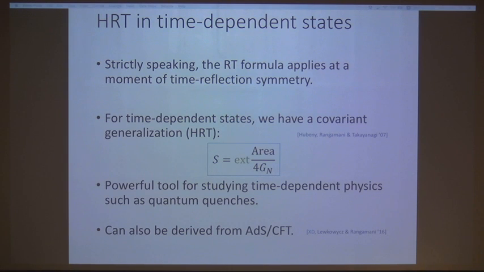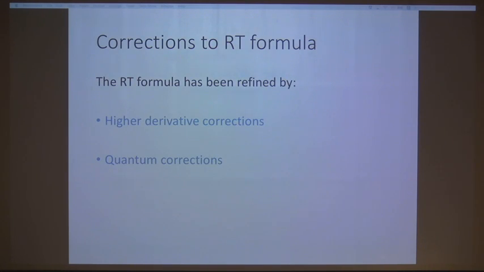I should mention that it can also be derived using AdS/CFT, using a variant of the argument that I presented on the previous slide. The RT formula should be thought of as the leading order result for the von Neumann entropy in a double expansion. The double expansion means an expansion in both the higher derivative coupling and the quantum corrections, in G Newton. We have since understood the corrections to the leading order result in both of these expansions, and I will talk about these two in the same order.